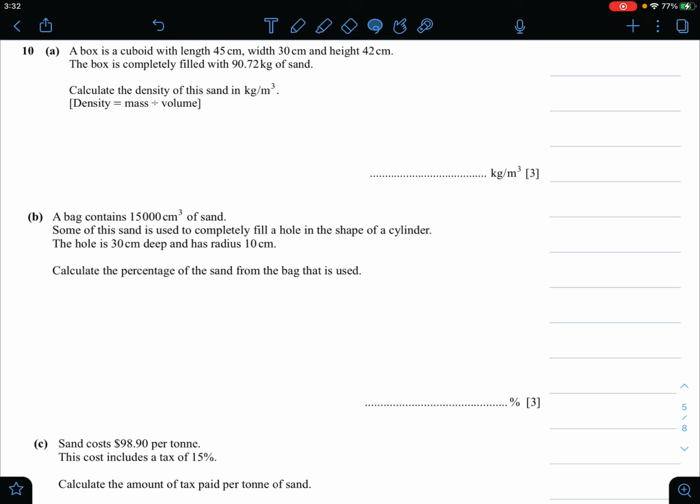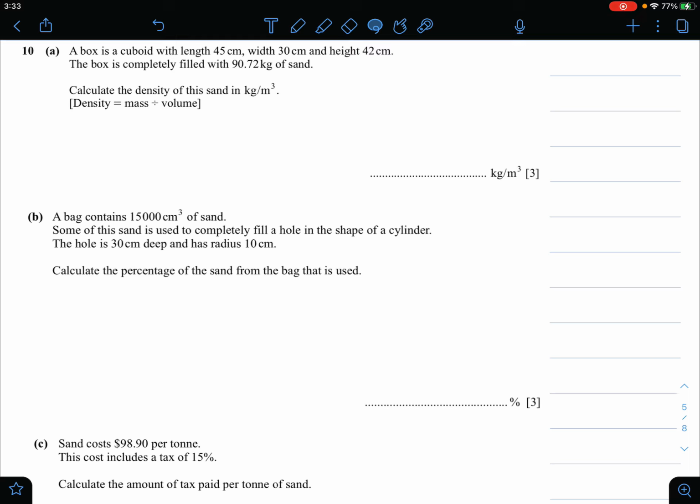Welcome to ANS Solver, question 10 of this paper. So for part A, they are asking us to calculate the density of the sand in the unit of kg per meter cube. Now the length of the box is given to us in centimeters. So first we should convert it to meters, that is to divide it by 100.